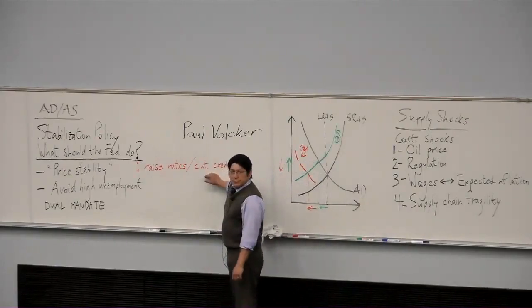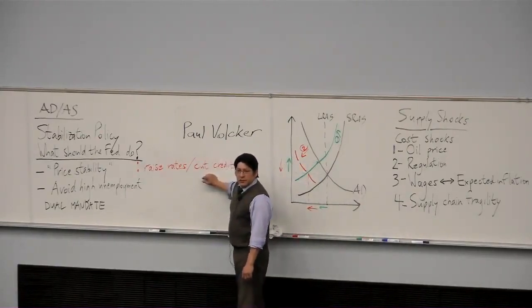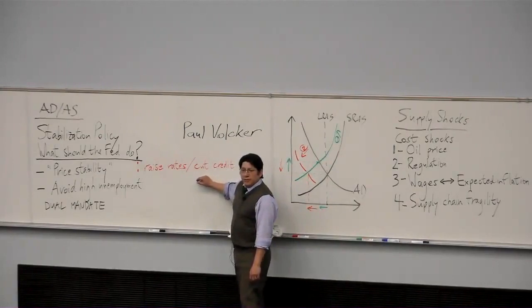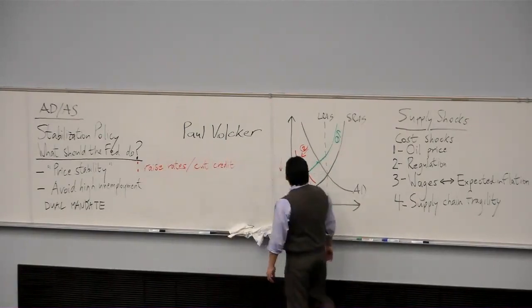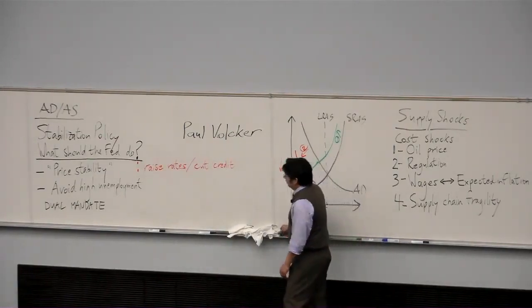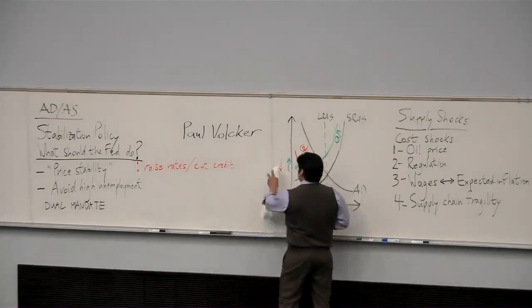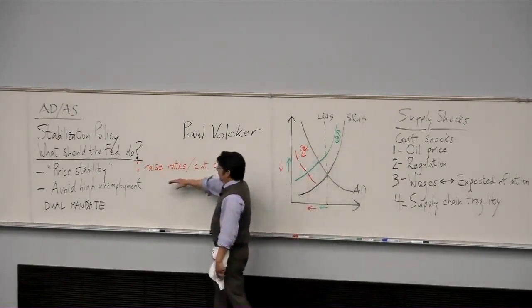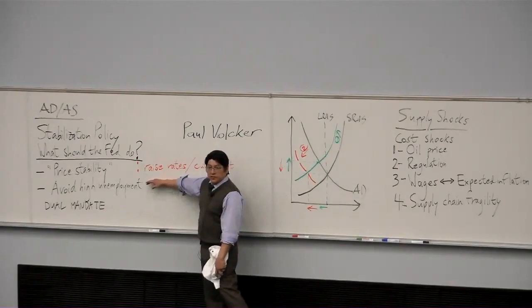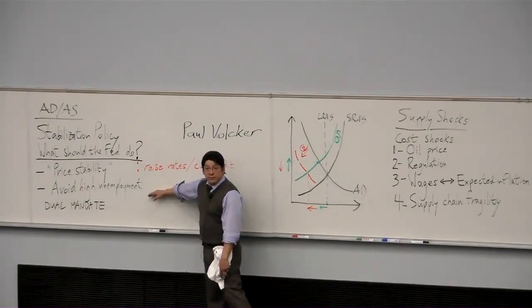So this looks like a hard thing to do. It certainly looks like an unpopular thing to do. So what if instead you decided, I'm not going to try and stabilize inflation. Instead, what I'm going to do is I'm going to fight the unemployment.